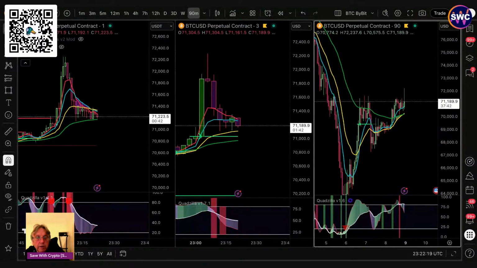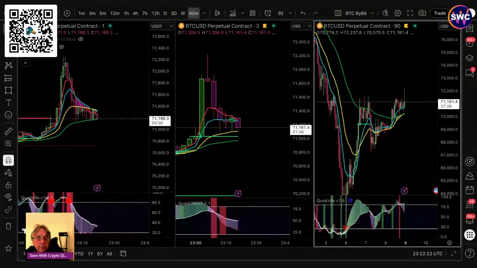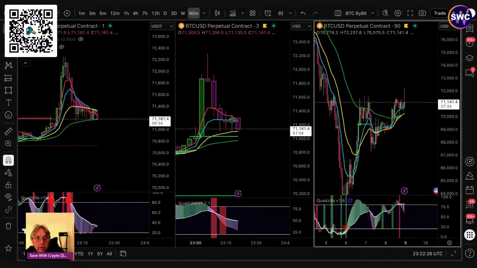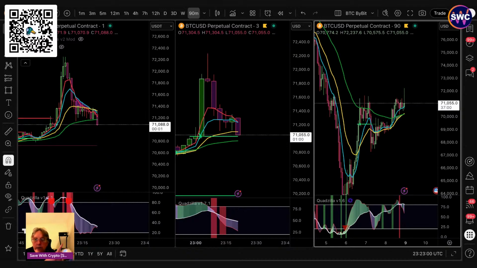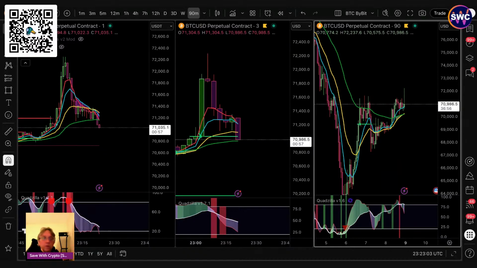So I was playing around with these layouts and stuff. So with that Market Cipher B, would you, I mean, what are you looking for next? Are you looking for a big old dump?